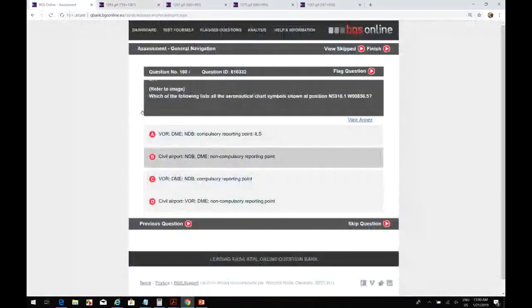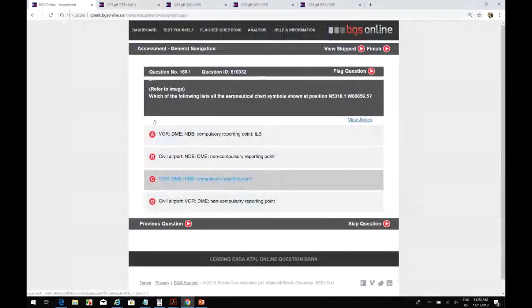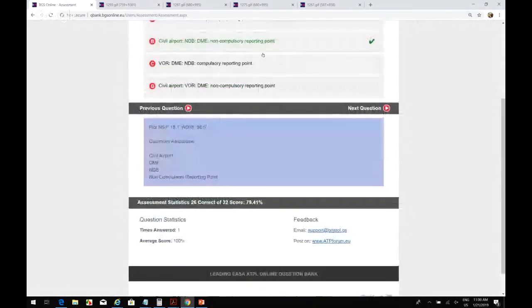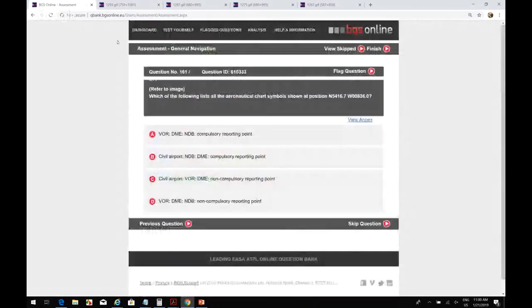Should we just say that's an NDB? So it would be, yeah. Which of the following lists all the aeronautical chart symbols shown at position 5416.7 and 836.